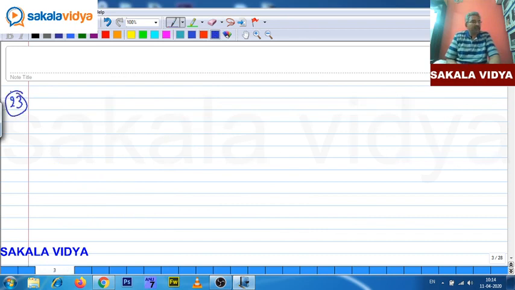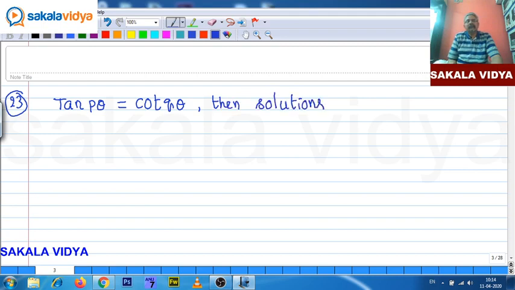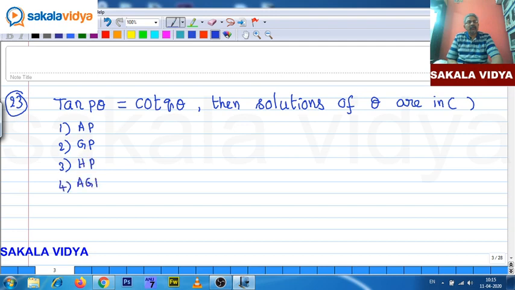Question 23. Otherwise you need to note down now. Tan p theta equals cot q theta, then solutions of theta are in: first option arithmetic progression, second option geometric progression, third option harmonic progression, fourth option arithmetic geometric progression.